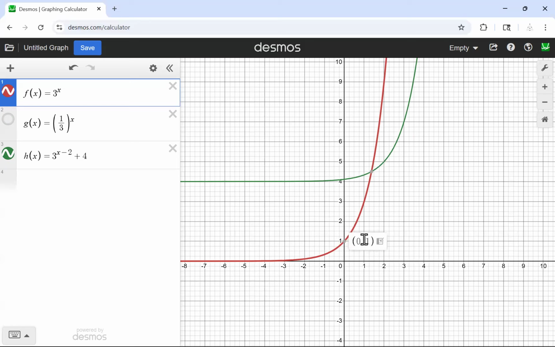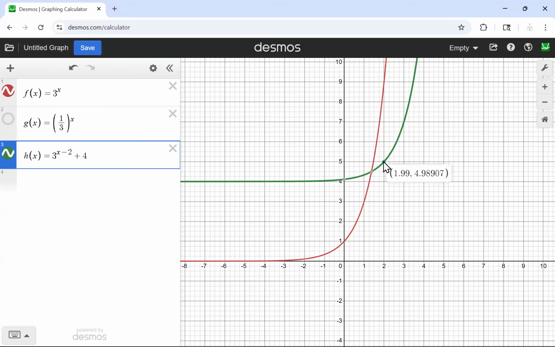shifts to the right and up. I shouldn't say (2, 4), excuse me, (2, 5). So it shifts right 2 units and up 4 units, which brings me to the point (2, 5). So my initial (0, 1) got moved right 2, up 4, which gets me to the point (2, 5).